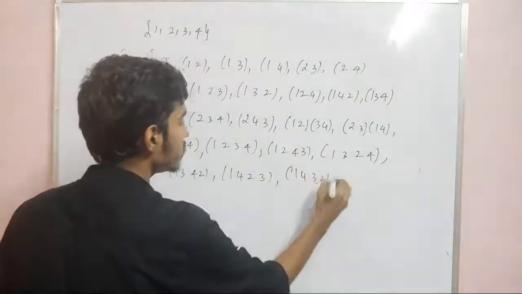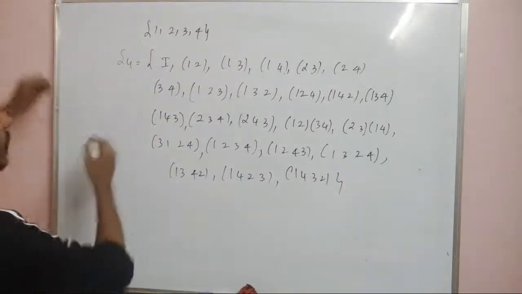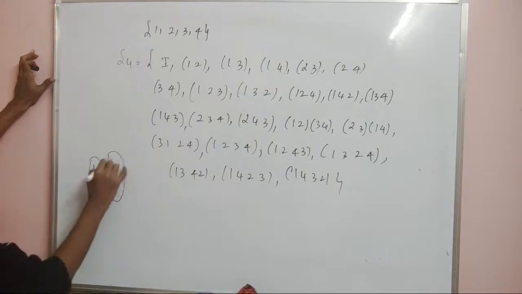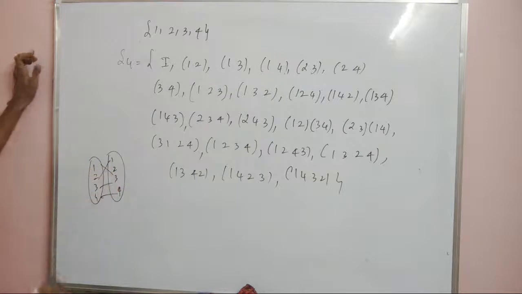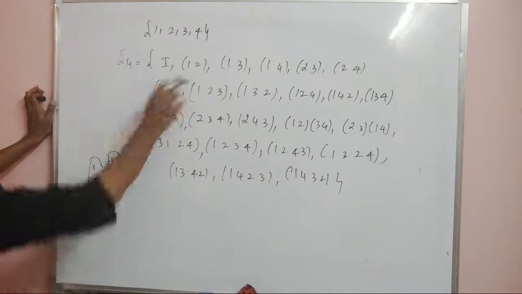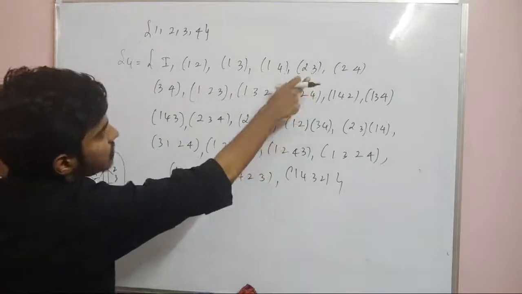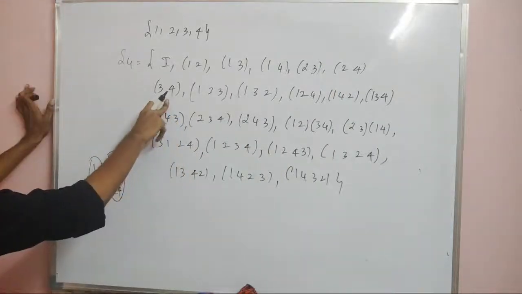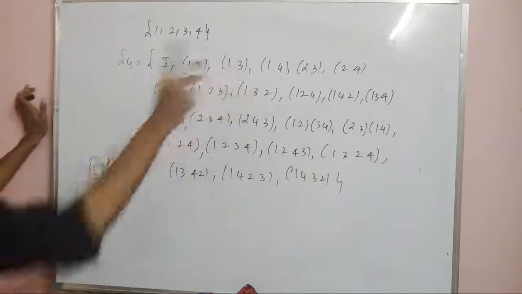So these are the 24 permutations. You can easily draw this by diagram. The first is the identity permutation. The second is 1, 2, 3, 4 to 1, 2, 3, 4, where 3 and 4 are fixed and we are just transposing 1 and 2. If you fix 2 and 4, you will have this. If you fix 2 and 3, you will have this. If you fix 1 and 4, you will have this. If you fix 1 and 3, you will have this, and if you fix 1 and 2, you will have this.